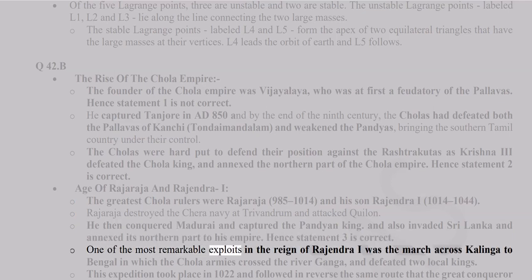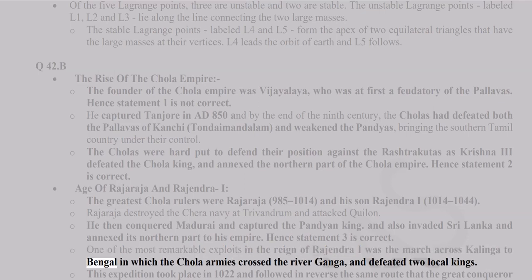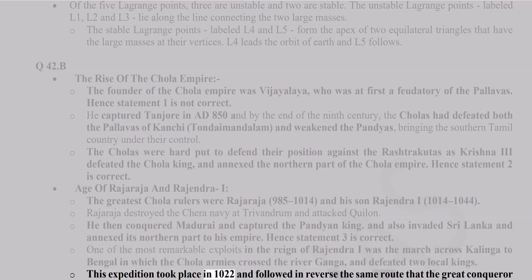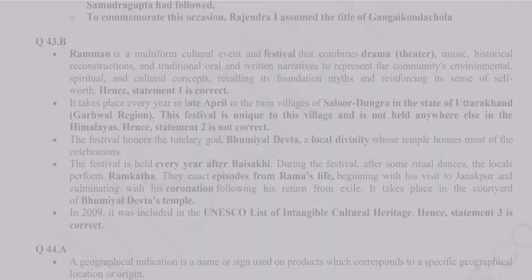One of the most remarkable exploits in the reign of Rajendra I was the march across Kalinga to Bengal in which the Chola armies crossed the river Ganga and defeated two local kings. This expedition took place in 1022 and followed in reverse the same route that the great conqueror Samudragupta had followed. To commemorate this occasion, Rajendra I assumed the title of Gangaikondachola.